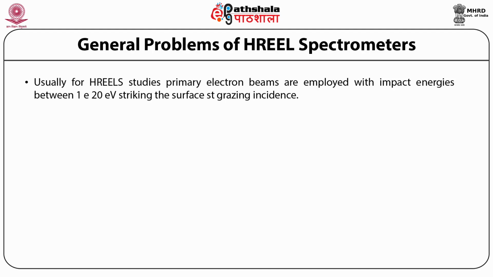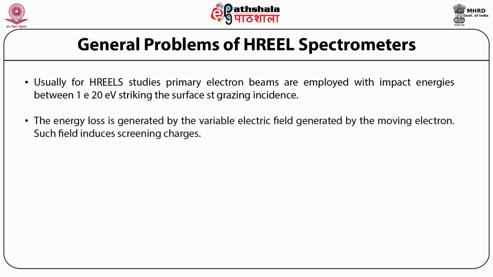Usually, HREELS studies, primarily electron beams here, are employed. Whenever this spectroscopy is used, the electron beams are employed with impact energies between 1 electron volt to about 20 electron volts, striking the surface at grazing incidence. EELS takes place, however, also for the swift electrons and is used in TEM studies.